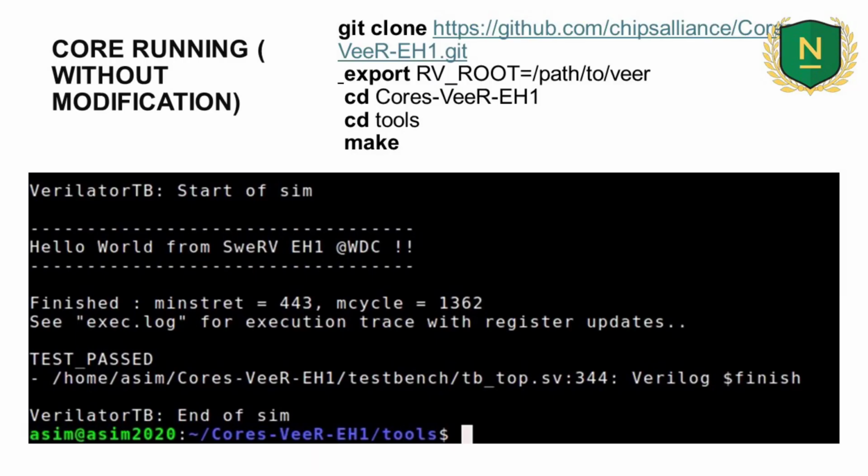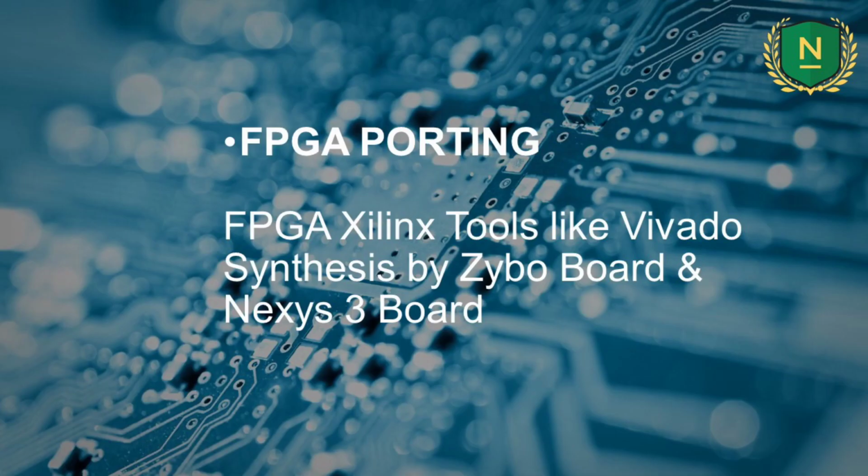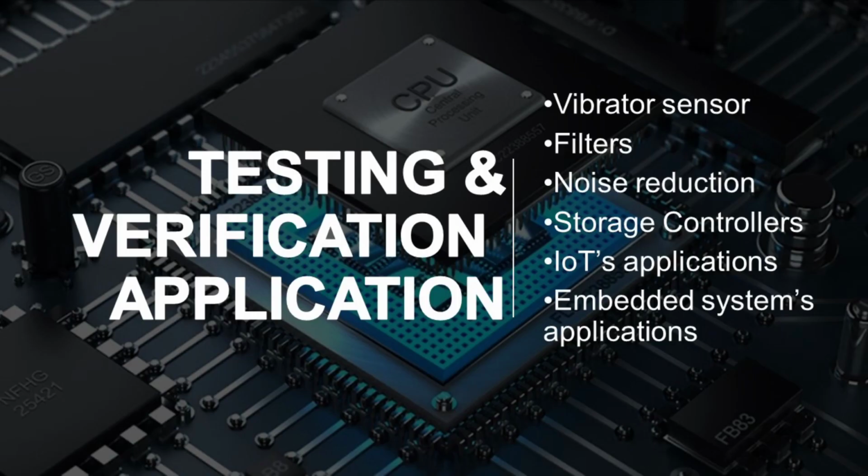By using these commands, we run the code initially and obtain the original cycles of the core. These are the results obtained after the integration of bit manipulation extension, in which the cycles have been reduced, showing the performance improvement. We are using various tools and boards for the FPGA porting of the modified core. In future, we will be testing the modified core results through real-life applications.